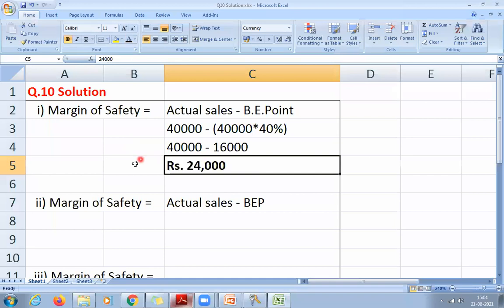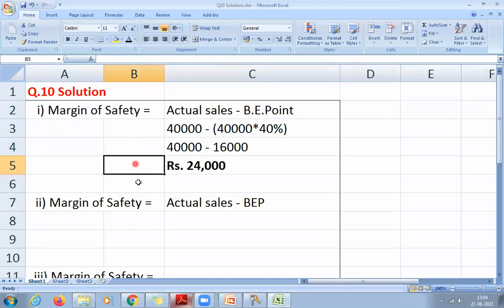24,000 rupees. Got it? So the margin of safety for this company is 24,000. So BEP is how much? 16,000 and margin of safety 24,000. So it is a little better. Okay, the company is better.